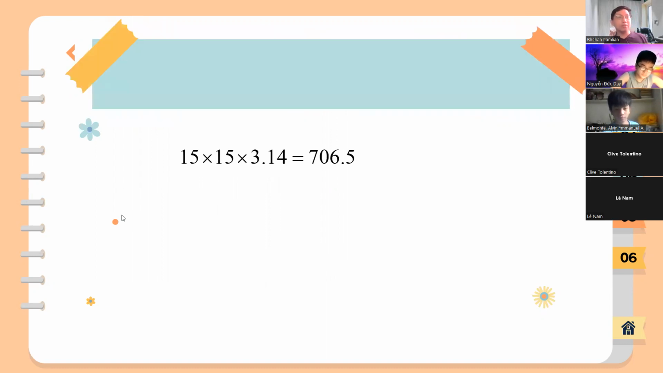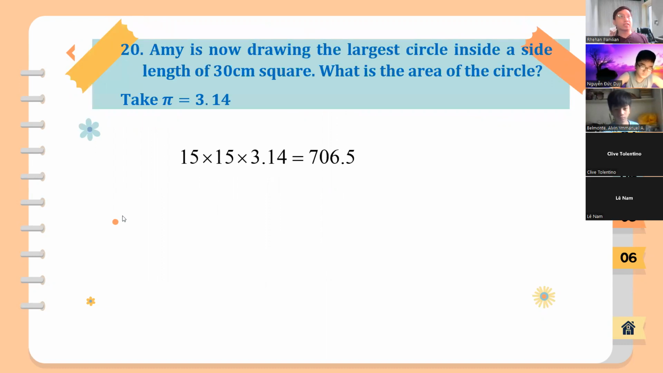Okay, so we proceed with number 20. Guys, Amy is now drawing the largest circle inside a square with a side length of 30 cm. What is the area of the circle? So the solution there is 15 times 15 times 3.14, 706.5. But how do we arrive at that?